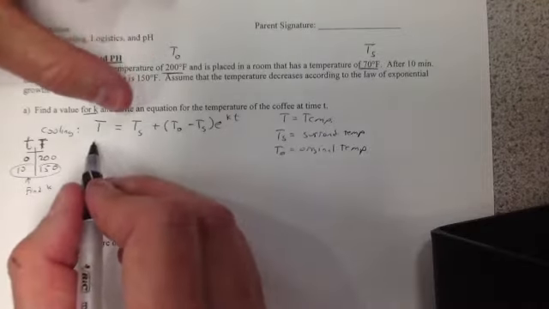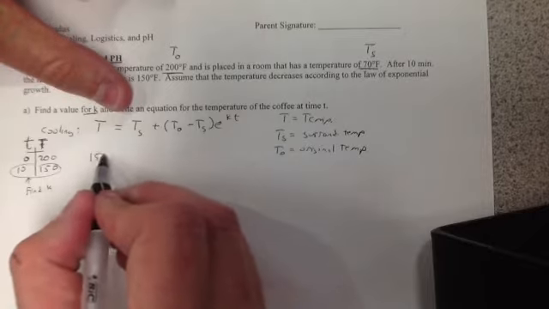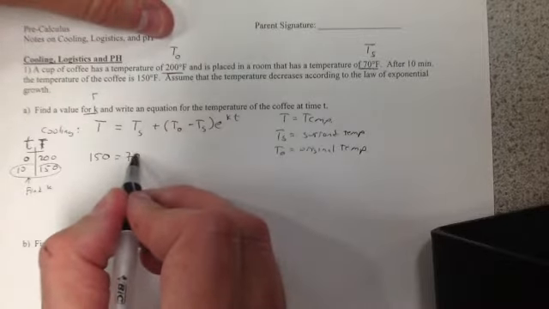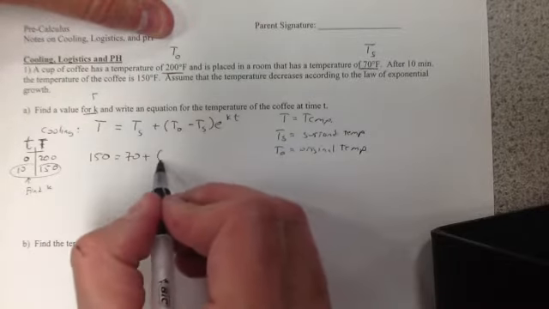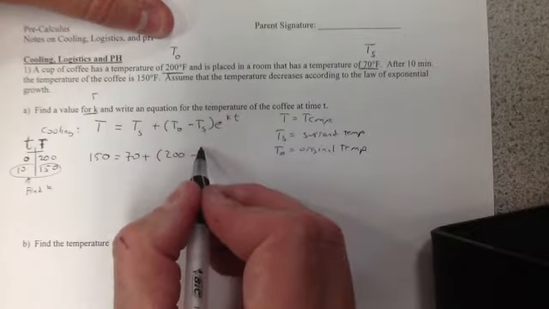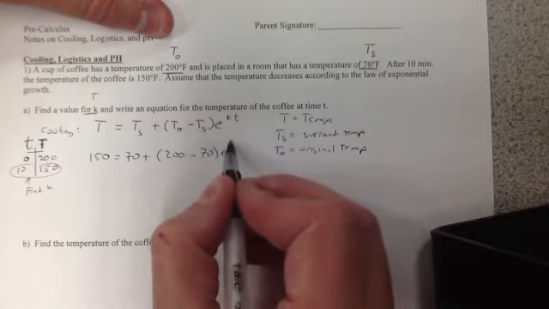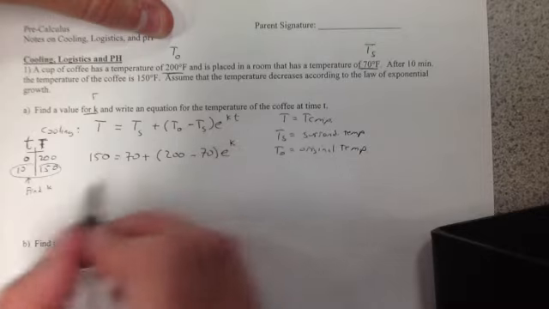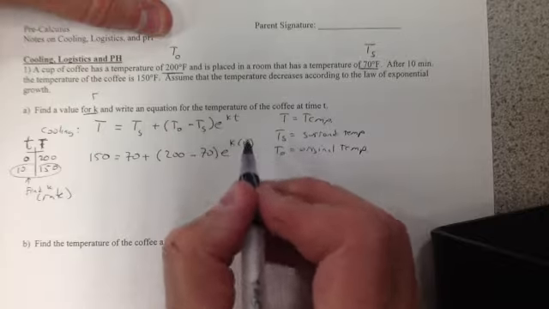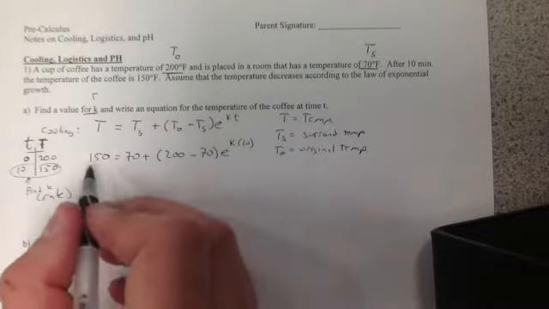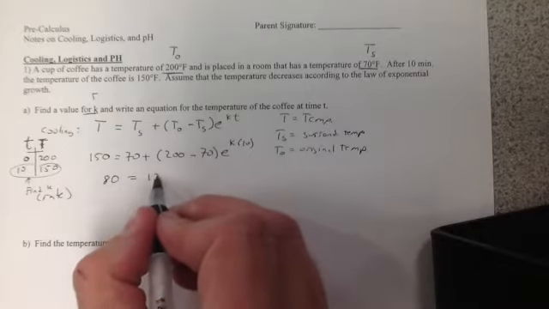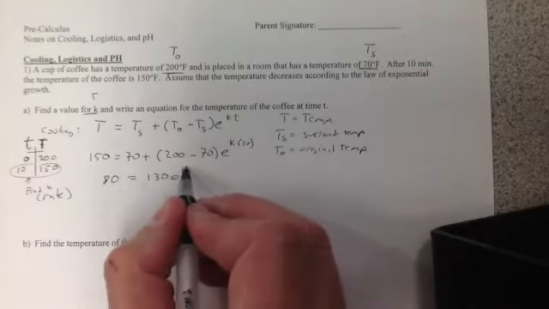So the temperature in 10 minutes is 150 degrees. The temperature of the surrounding medium is 70 degrees. That's the air temperature. The original temperature of the coffee is 200, and we're going to subtract the 70 from it, times e to the k. Now k is our rate, and we're going to multiply that by 10 minutes. And I'm going to solve this. If I subtract, this becomes 80 equals 130 e to the 10k.